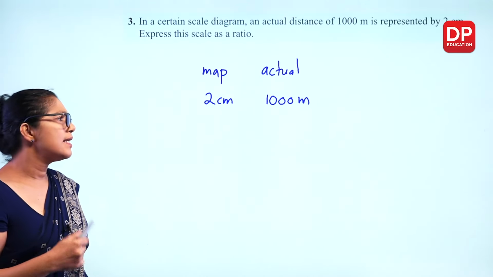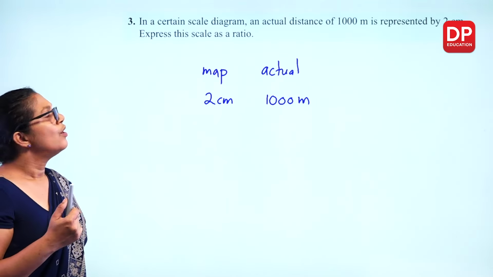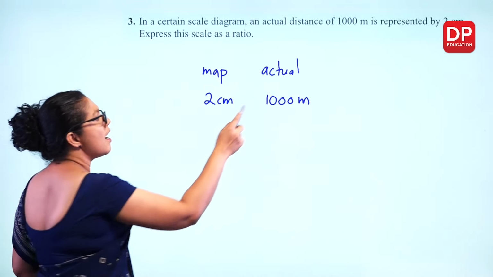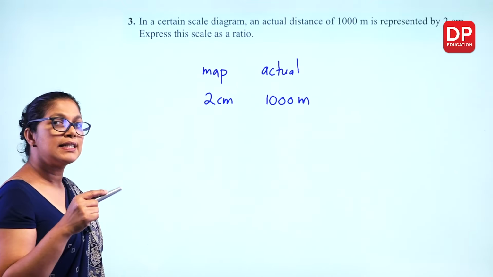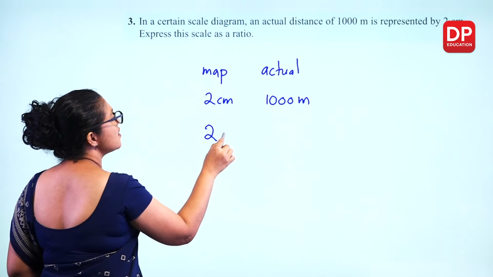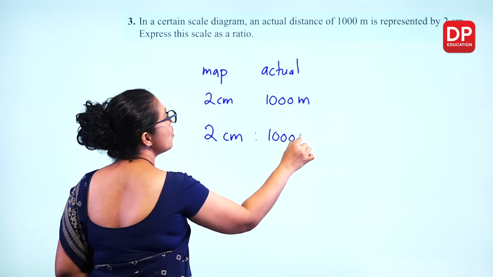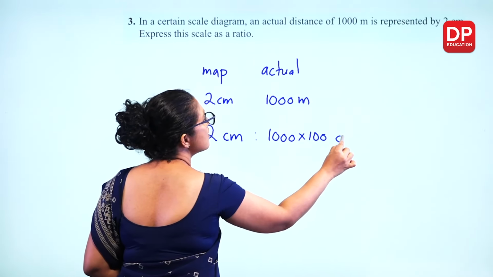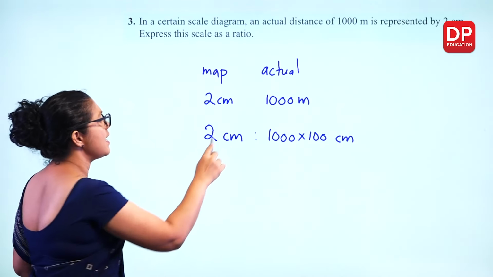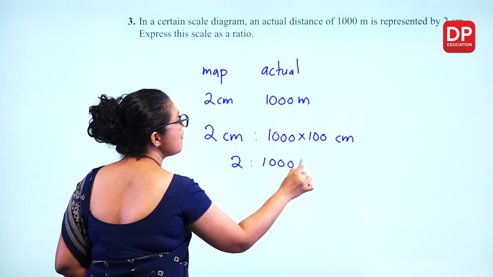Now look at these two. One is in centimeters, the other one is meters. If you want to write down the ratio, you have to convert to the same unit. So we'll convert meters to centimeters. So you need to multiply by 100. So first I'll convert 2 centimeters to 1000 into 100 centimeters. Now in a ratio you don't need to write down the units. So I can ignore units and write 2 to 1, 2, 3, 4, 5.